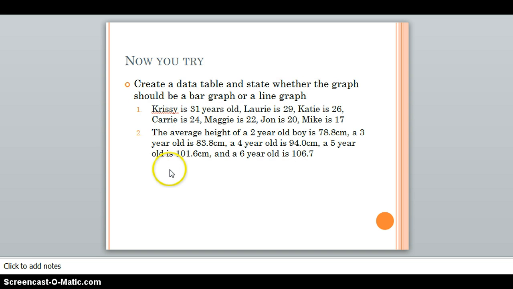So now you try. For each of these sets of data, I want you to create a data table, and then simply state whether the data should be graphed using a line graph or a bar graph. You don't actually need to create those graphs.